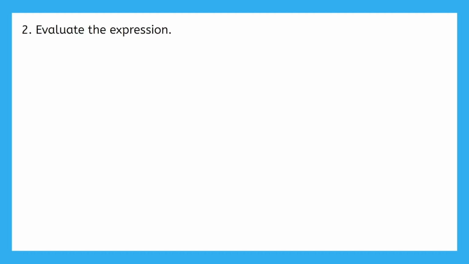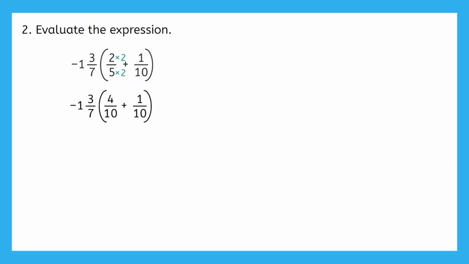Now for the second expression. Are there groupings? Yes, 2/5 plus 1/10 is in parentheses, so we start there. We need a common denominator. 2/5 is equivalent to 4/10. That's better. 4/10 plus 1/10 is 5/10.